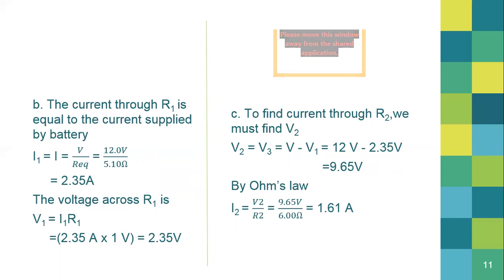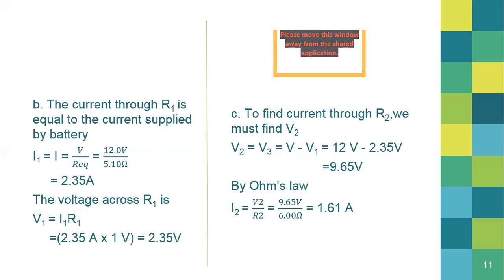Now find the voltage or potential difference across R1. We are applying Ohm's law. V1 is equal to I1 R1. I1 is 2.35 ampere. R1 is 1 ohm. So the total potential difference is 2.35 volt. So 2.35 volt is the potential difference across R1.